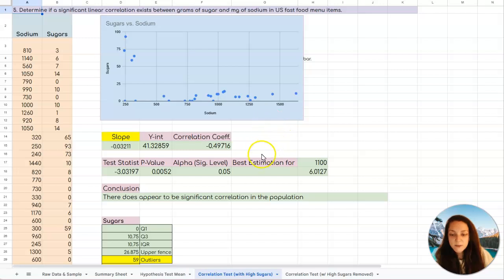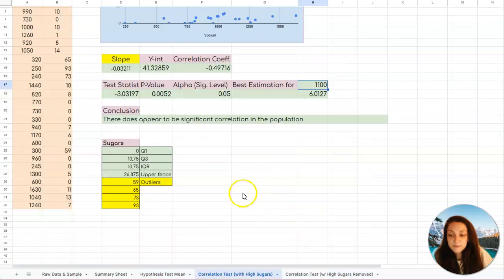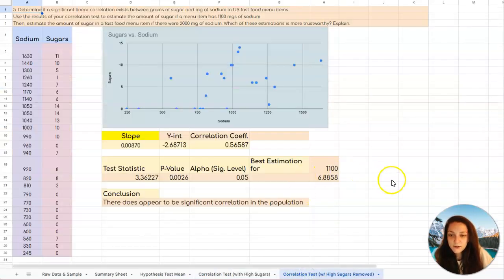So I was asked to estimate sugar content for 1,100 milligrams of sodium, which came out to 6.8858 grams. For 2,000 milligrams of sodium, the estimate is about 14.72 grams. The first estimate is trustworthy as it falls within the data range, and the second is less reliable since it involves extrapolation beyond the observed data.